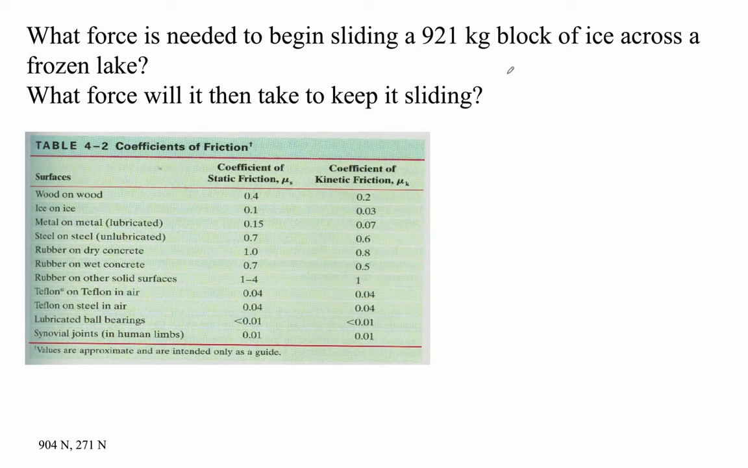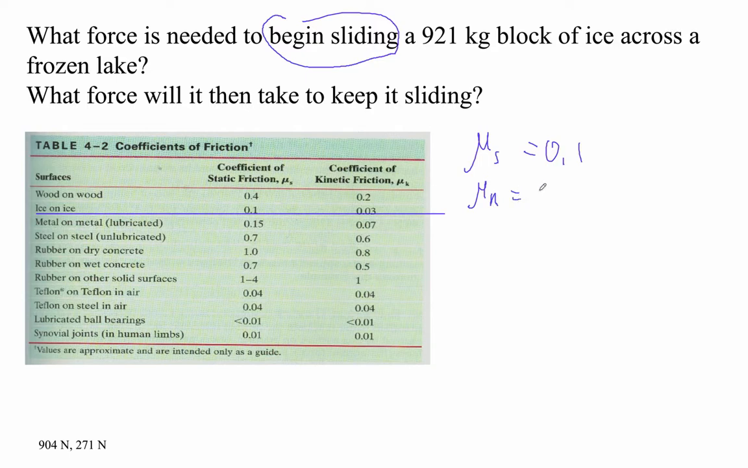Okay, so notice that we are sliding a block of ice across ice, right? So let's look up ice on ice. Ice, ice, baby. All right, so it's the static coefficient, which is to begin sliding, right? The static coefficient is 0.1. And the kinetic coefficient is only 30% of that, right? So the kinetic is 0.03, and there are no units to this, right?